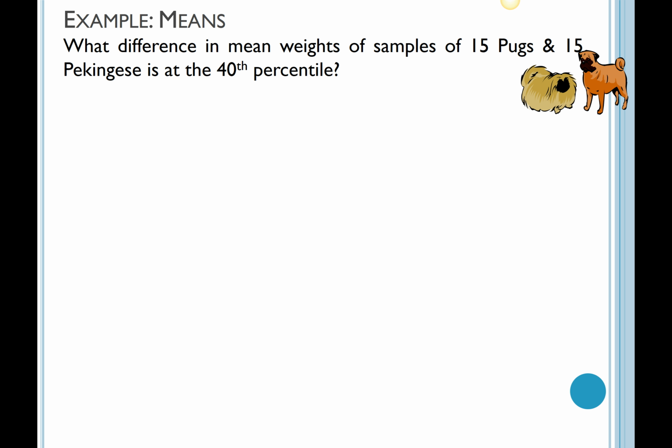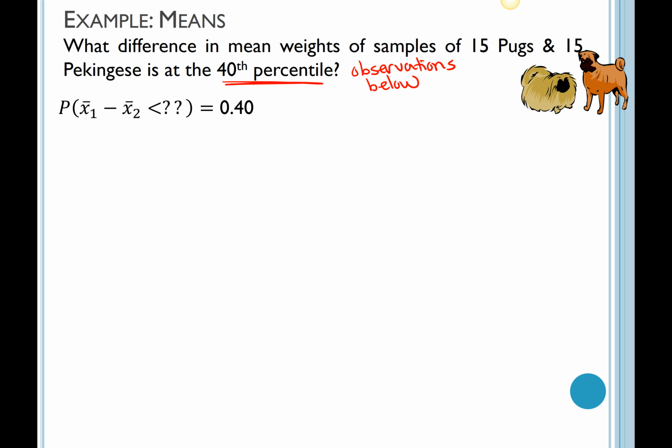What difference in mean weights of samples of 15 pugs and 15 Pekingese is at the 40th percentile? Remember, with percentiles, this means that we have observations below that value. So if you've been to AP review, we've reviewed this recently. This means observations below the 40th percentile. So what is that going to be in terms of the mean weight?